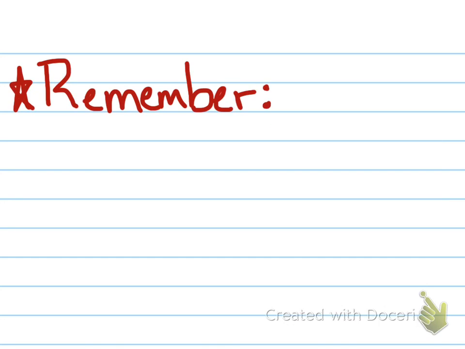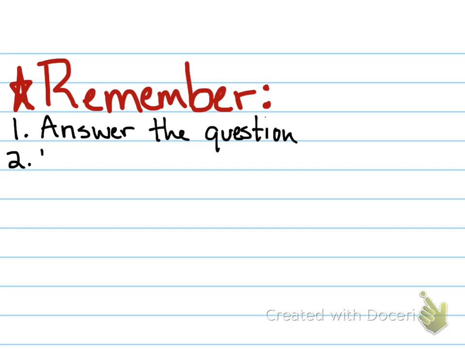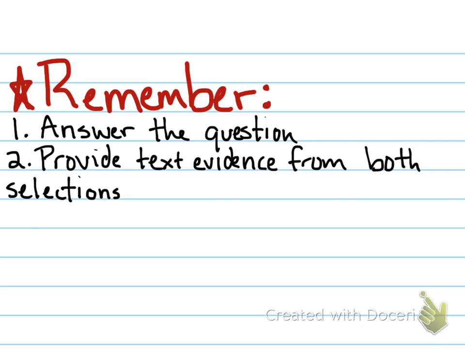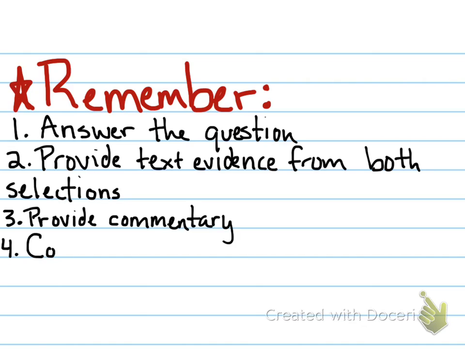Okay, so remember, when you're doing this, you have to answer the question. You have to provide your text evidence from both selections, not just one. Okay? And you have to provide commentary, and then you have your concluding sentence. So answer the question, provide text evidence from both selections, provide commentary, and then wrap it up with your concluding sentence. Like I always say, responding during the SAQ is just like writing a body paragraph. It's very similar, but instead of using real-world examples, we're using our text evidence as our concrete details. Okay, so happy writing.